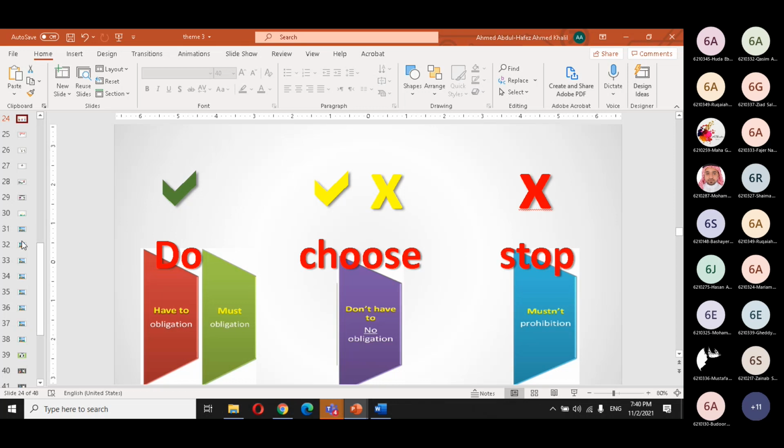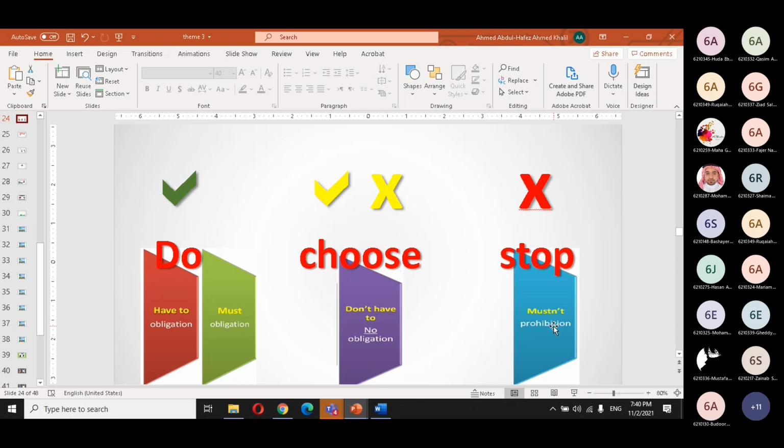Again, we said when we talk about something necessary, okay? Sometimes it is necessary to do. If it is necessary to do, so you use have to or must. Okay? We use have to or must. This means that something is necessary. Okay? If it is necessary not to do, so we use mustn't.